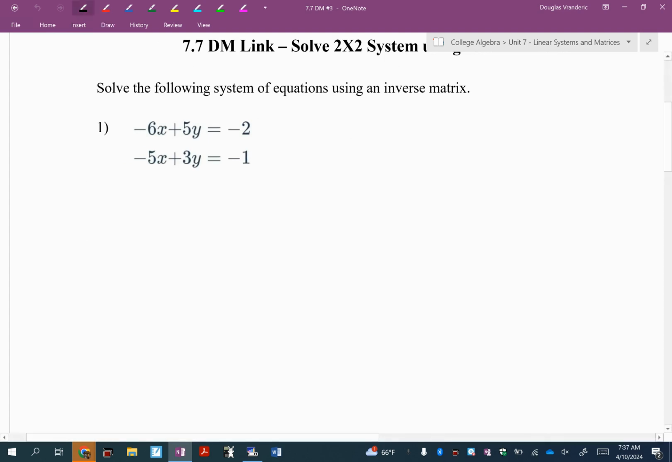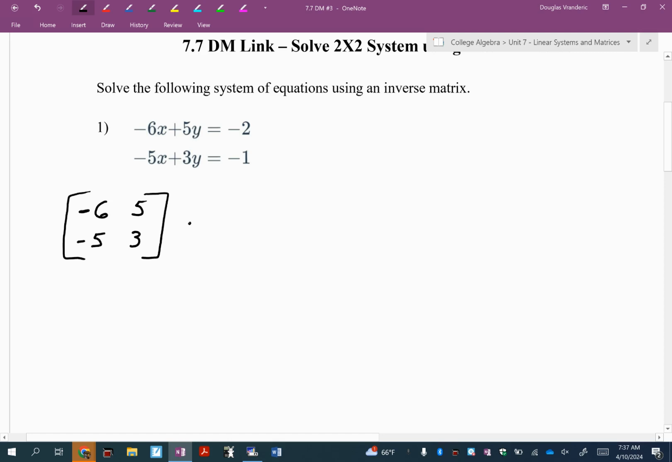Ready? So first thing I want you to do is to write a 2x2 matrix with just the coefficients of your variables. What are the coefficients of your variables? -6, 5, -5, and 3. So write down those in a 2x2 matrix. Do you guys see how I just pulled them from the system?